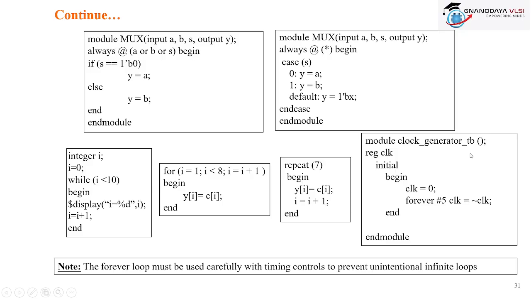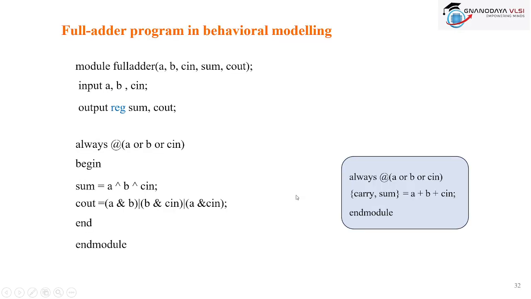Suppose you want to generate the clock in the test bench. For that you will use forever. They will ask an interview question to write the Verilog code for a clock generator. So you need to write module, my module name is clock_generator_tb. Reg clock, I need to initialize it. Initial begin, clock = 0. Forever #5 clock = ~clock, end, and endmodule. So these are some examples.